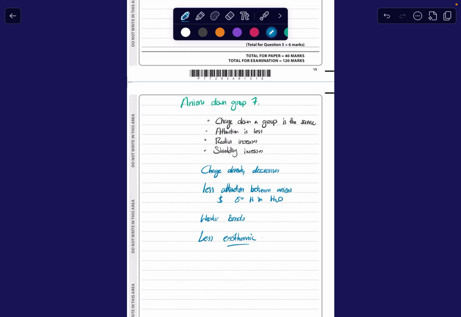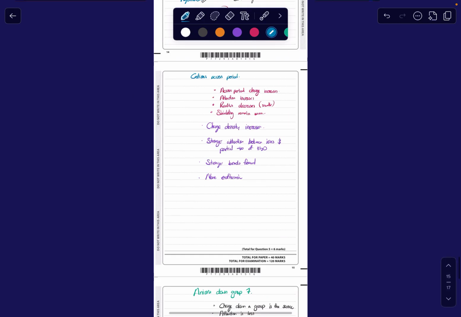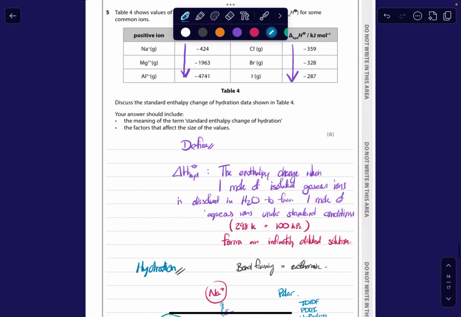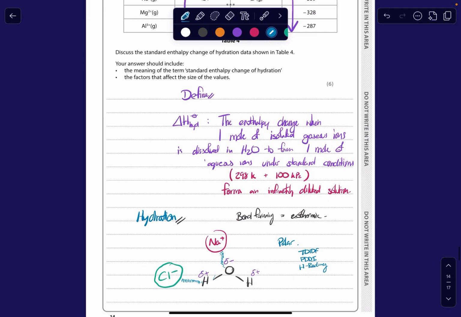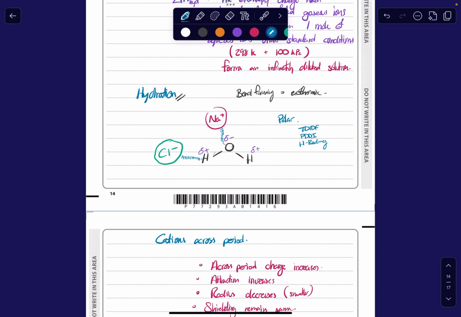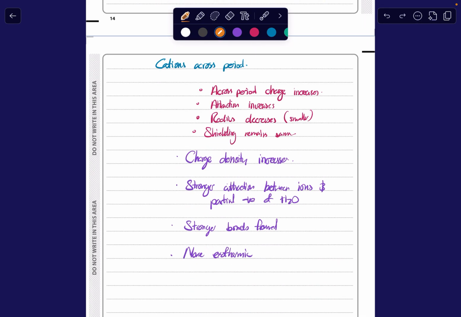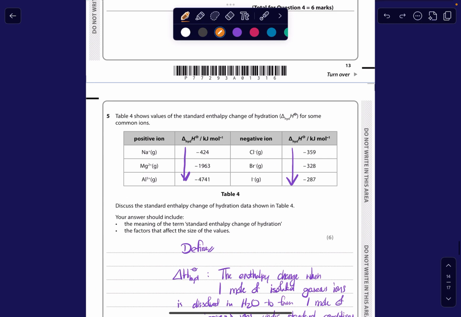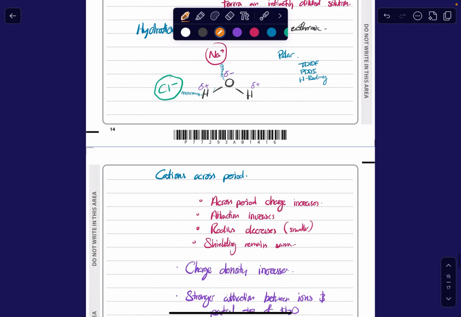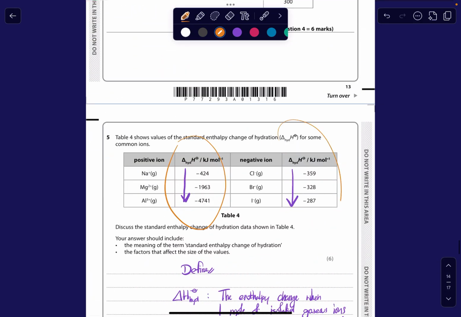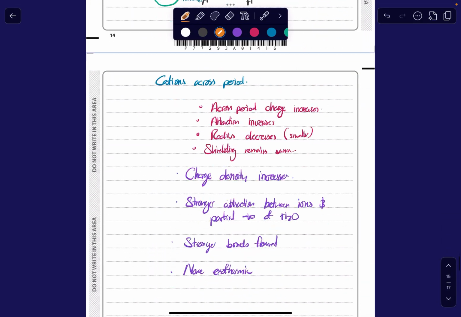Let me just double check the mark scheme. Is there anything I missed? No. Okay, cool. So what we're looking at here is we've got define, get your definition in. The hydration part is just for me to teach you and explain it, but if you've mentioned anything about the actual hydration and how it works, you get loads of credit for that. The main question, however, wants you to explain how cations across a period become more exothermic, which is this part, and how anions down a group, this part, also become less exothermic.